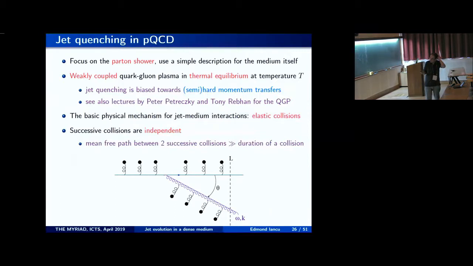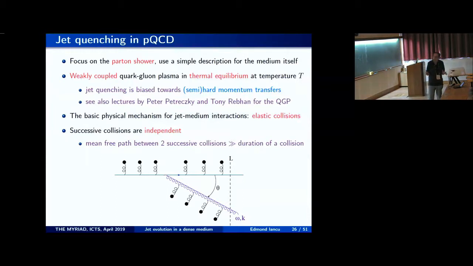The only aspect I need about the medium properties, which is well justified for a weakly coupled plasma, is the fact that the basic physical mechanism for the interaction between the jet and the medium is elastic collisions. That's a very non-trivial property. I mean, it's trivial at weak coupling, but that would not be the case at strong coupling.